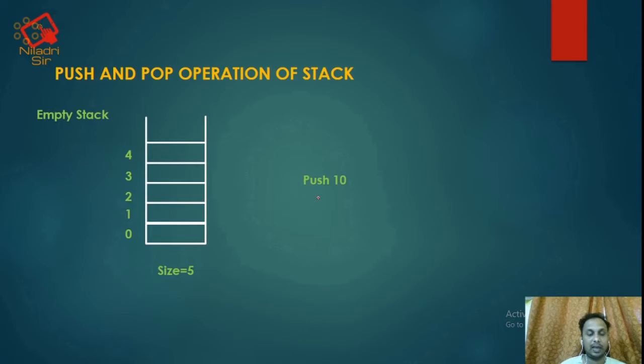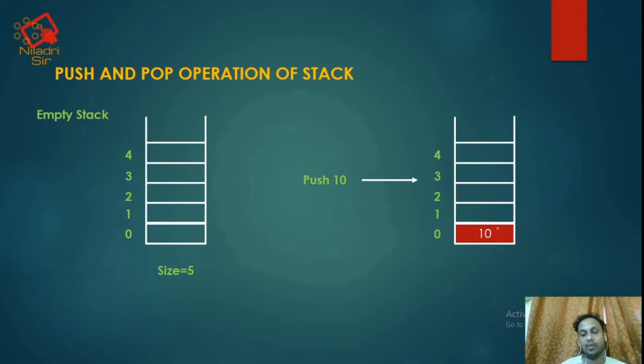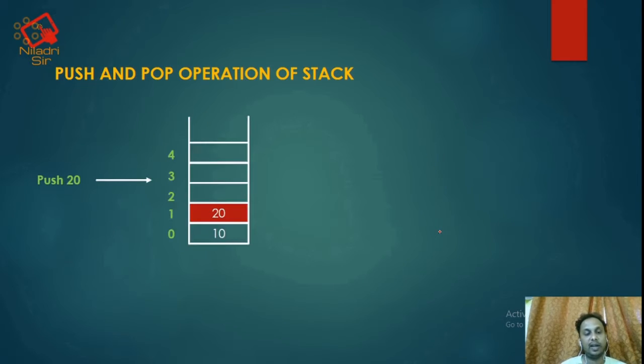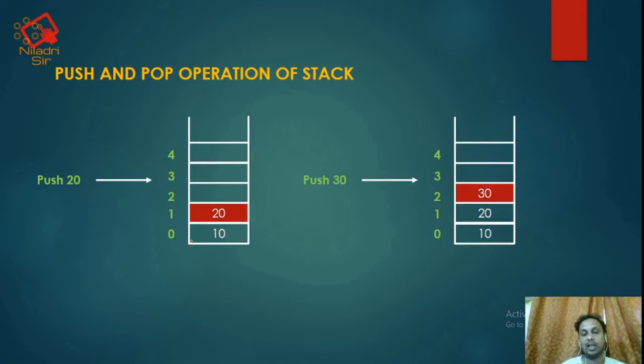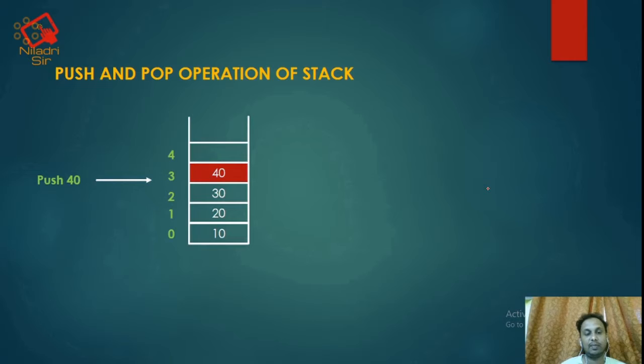Now I want to push 10. The element will be stored at the 0th position, so the top of the stack is now at the 0th position. Next we will insert 20. You can see that 20 is pushed over 10. Next we push 30, which is inserted over 20. Next 40 is pushed and 40 is placed above 30.